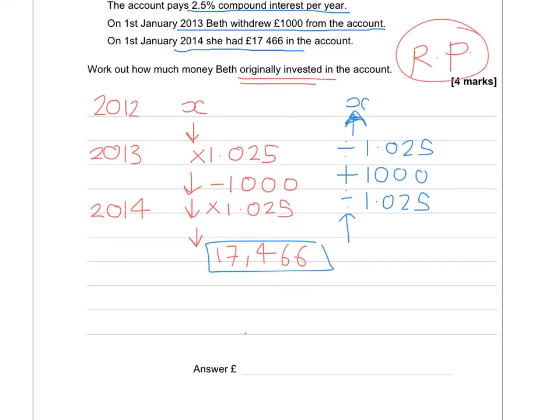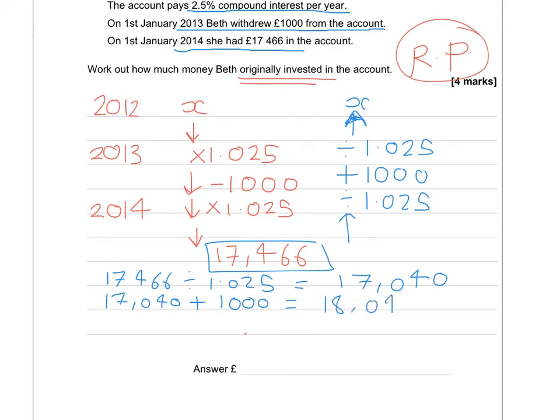If we complete that on a calculator, 17,466 divided by 1.025 will equal £17,040. £17,040 add £1,000 equals £18,040. £18,040 divided by 1.025 is equal to our final answer of £17,600, which was the starting amount.